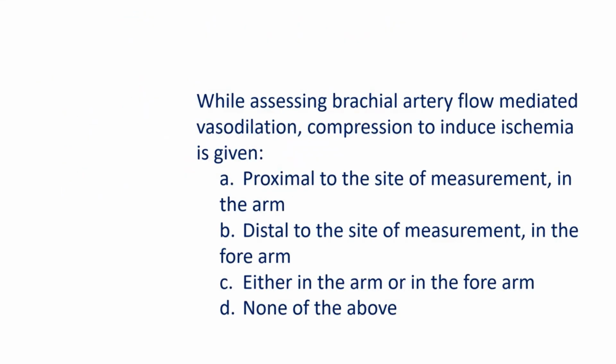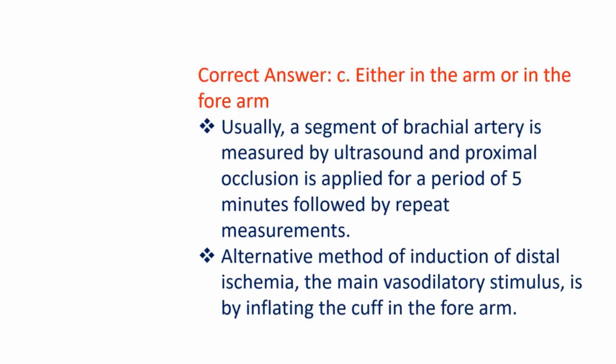While assessing brachial artery flow-mediated vasodilation, compression to induce ischemia is given: A. Proximal to the site of measurement in the arm, B. Distal to the site of measurement in the forearm, C. Either in the arm or in the forearm, D. None of the above. Correct answer C. Either in the arm or in the forearm.